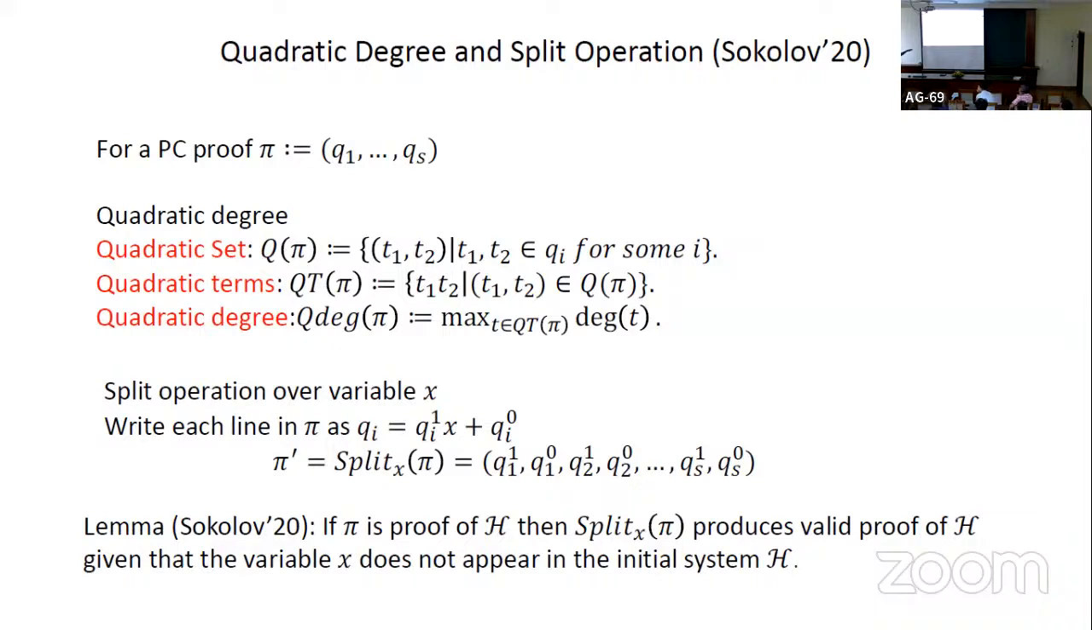I mean, by the split operation, what is the other two? Yeah. The initial system does not contain. Oh, the original did not contain. It says that split will produce a valid proof only when your system does not contain X. And this can be ensured using an indexing gadget, because we can make one of the variables irrelevant.